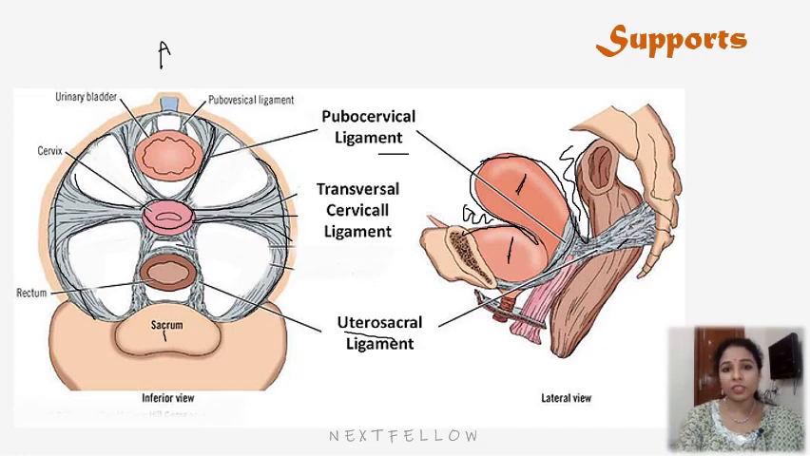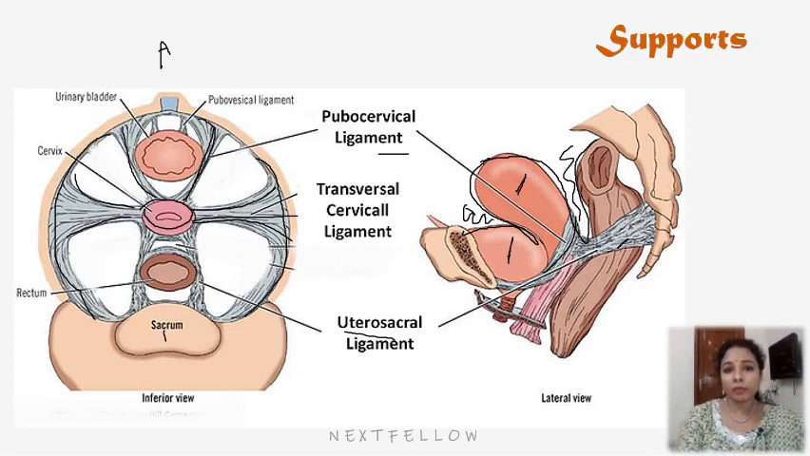They are fan shaped, extending from the lateral aspect of the cervix to the upper vaginal wall and blending laterally with the lateral pelvic wall, the fascia covering the lateral pelvic wall muscles. They form a hammock, support the uterus and prevent the downward displacement of the uterus.